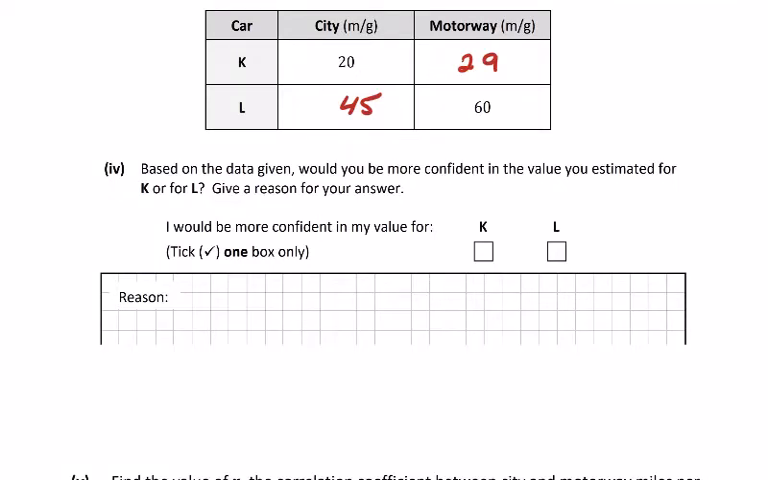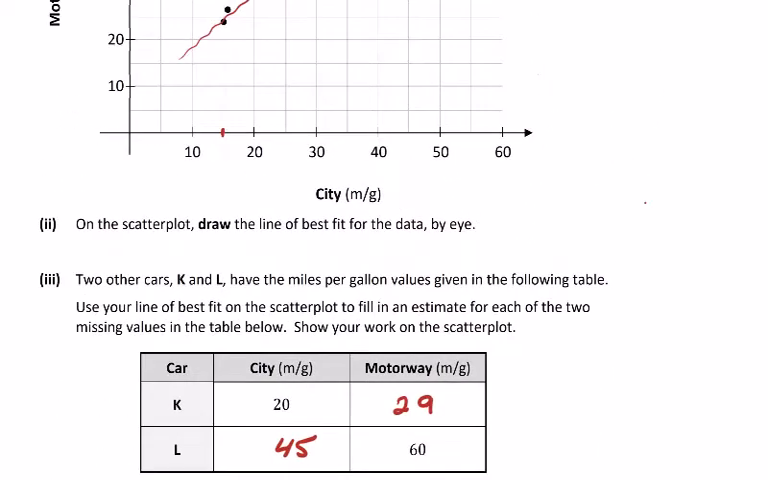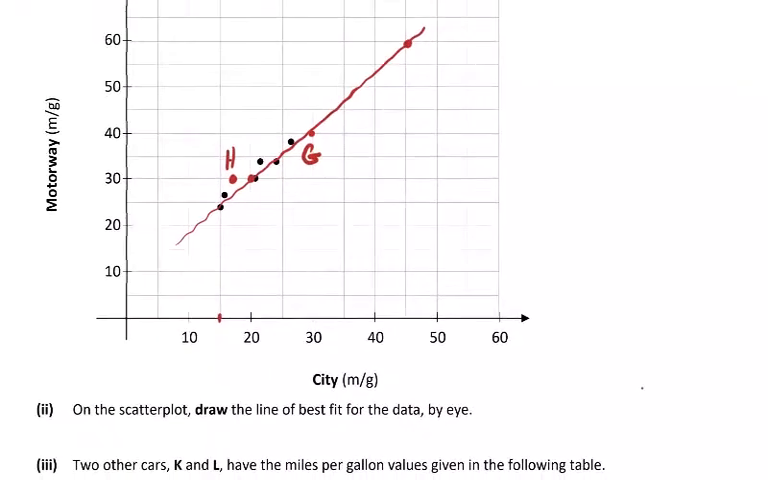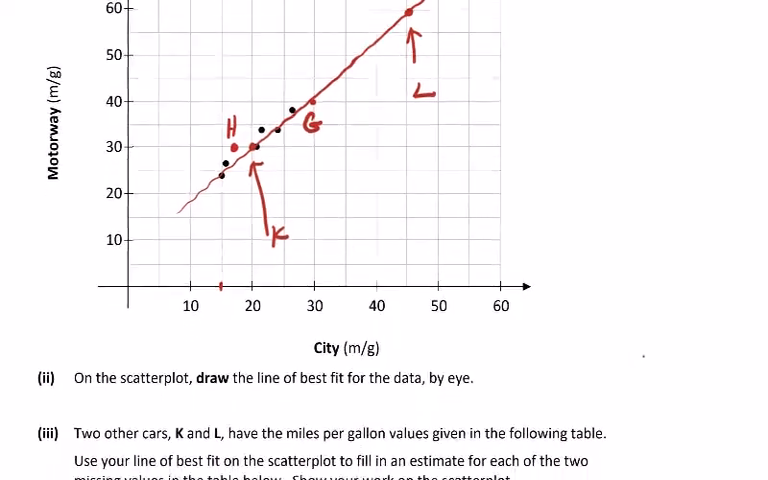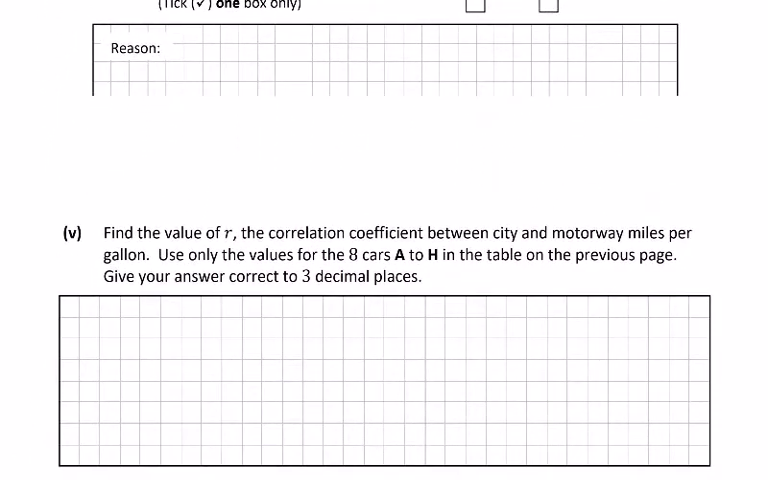Based on the data, would you be more confident with the value you estimated for K or L? Give a reason. Well, definitely K is within the data set, isn't it? K is kind of down here. L is up here, which is outside. So I would definitely say that we'd be more confident with K as it's more inside the data set. You can write that reason yourself.